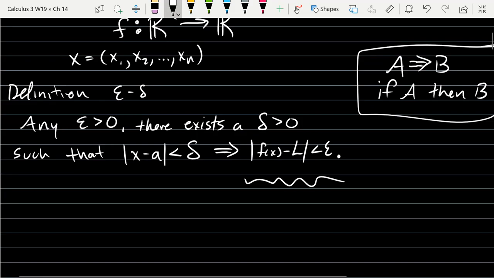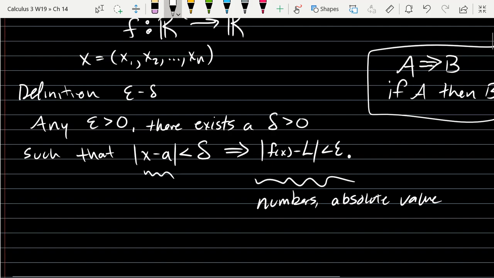Let's take the numerical part first. f of x minus L. f of x is a number, L is a number, so we're taking the absolute value of numbers. That's just like it is in the normal Calculus 1 definition. Now we're going to look at x minus a. If you take two n-dimensional points and subtract them, what do you get? A vector. And what do the vertical bars mean around a vector? Magnitude. So we're looking at the magnitude of an n-dimensional vector.